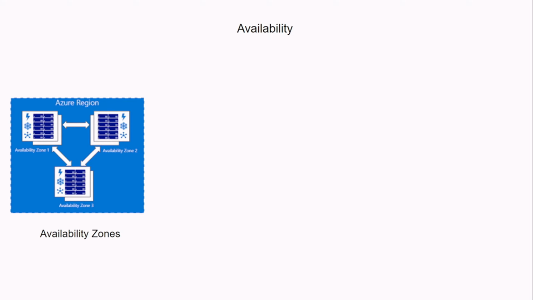Availability. There are multiple options to manage the availability of your virtual machines in Azure. Availability zones are physically separated zones within an Azure region. Availability zones guarantee virtual machine connectivity to at least one instance and at least 99.99% of the time when you've got two or more instances deployed across two or more availability zones in the same Azure region.